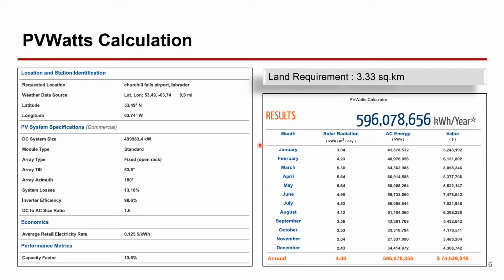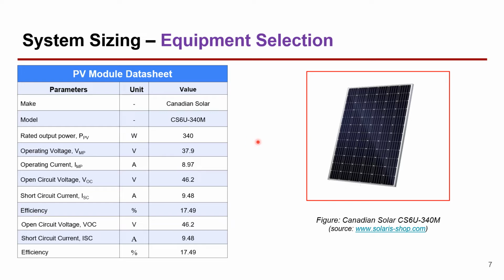So based on these inputs, the total energy generated in 1 year is 596 million units per year. Also, based on the average retail electricity rate of $0.125 per unit, the value of the energy generated will be approximately 74.6 million Canadian dollars per year. As per PVWatts, the project will require 3.33 square kilometers of land. So the next step is to size the system.